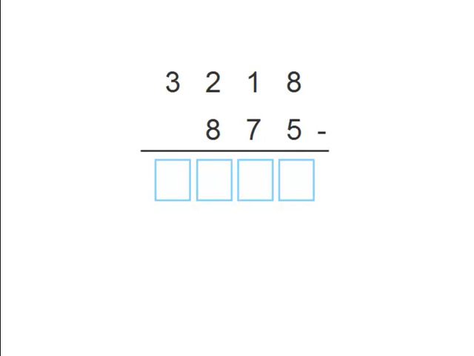We have 3,218 minus 875. Okay, 8 minus 5 is 3. Okay, 1 minus 7 doesn't work, so we borrow 1 from the 2. Add it to the other one. 11 minus 7 equals 4. Okay, 1 minus 8 does not work. We borrow 1 from the 3 to make it a 2. Add it to the 1. 11 minus 8 is 3. Okay, and then the 2. 2,343. Great work, and good luck.